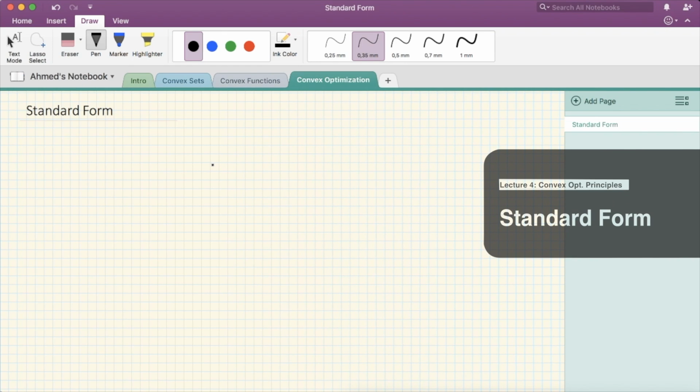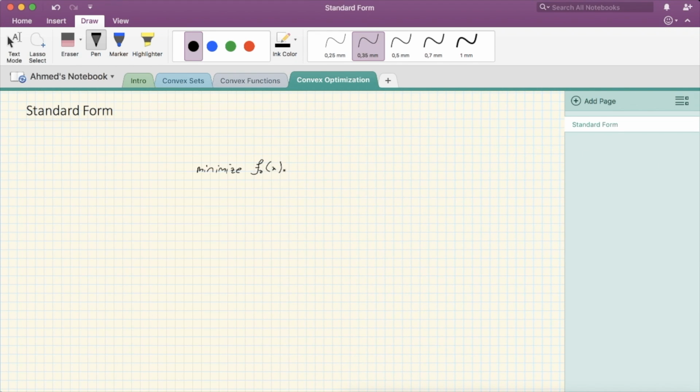Okay, so let's say you have a certain optimization problem. So first of all, what is an optimization problem? You have a certain function and you'd want to minimize it. You'd want to find x that minimizes this function. Well, if you have a problem like this in front of you, this is called an unconstrained optimization problem, meaning that it has no constraints.